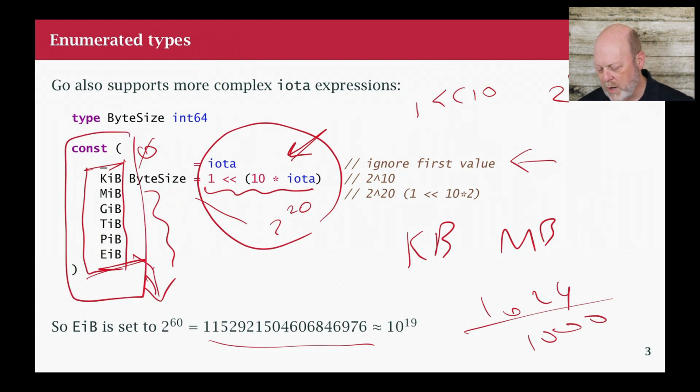If I had another constant block after this one, right, with iota, iota starts over again at 0. That's just a trick. So iota is one of the few magical things in Go.